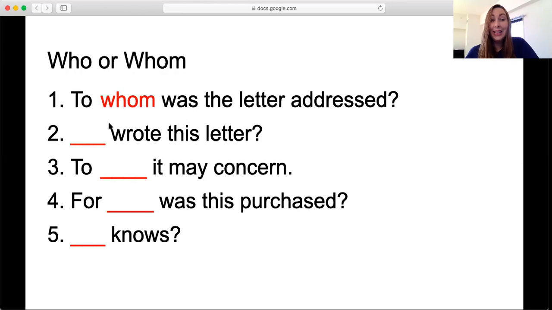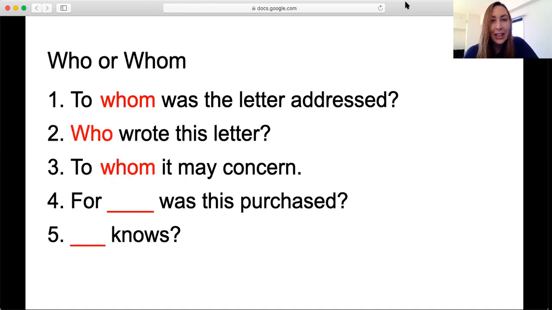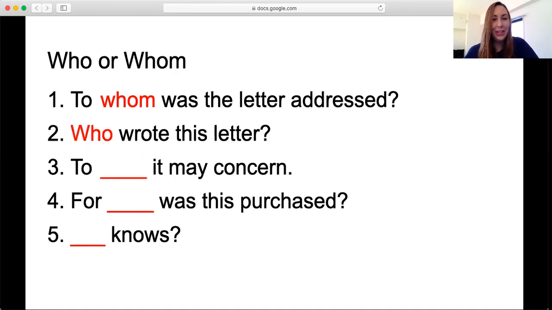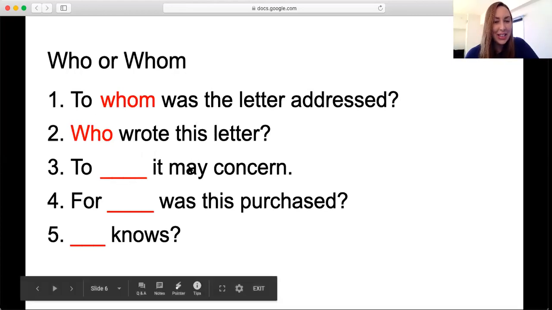Okay. So if we change it, if we replace the word, we could say, he wrote this letter, or she wrote this letter. Okay? Oh, let's give it a second. I don't know why this is so slow. Oh, I'm having difficulty with this thing today.